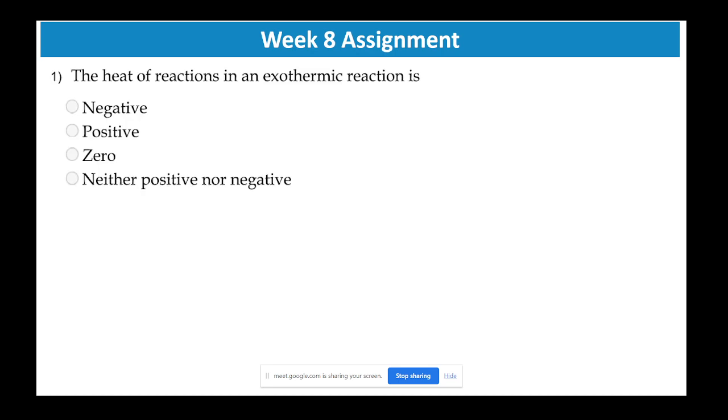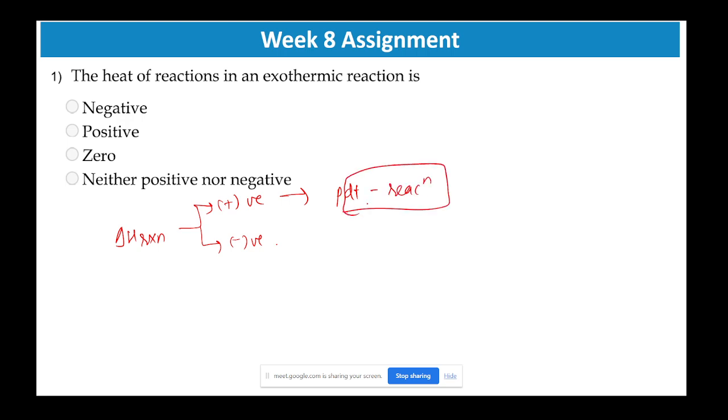Now let's start with the assignment. So the first question is about the heat of reaction in an exothermic process. I had talked about the heat of reactions. Now the delta H of reaction, or the standard heat of reaction, can be positive or negative. Now positive, what does that mean? Product minus reactant: if I subtract and the value is positive, it means the product has more energy and the reactant has lesser energy.